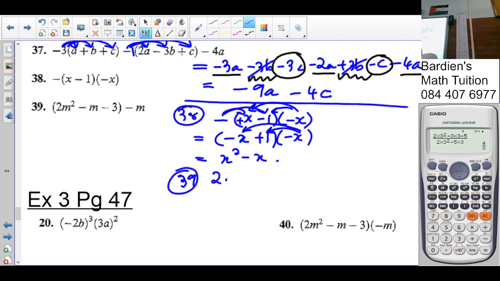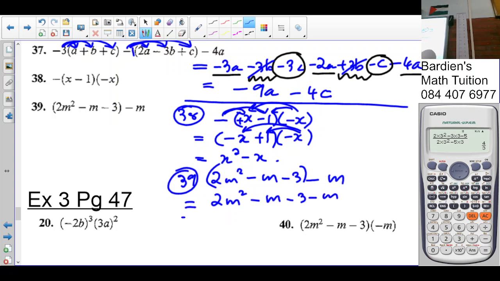So the next one you got 2m squared minus m minus 3 minus m. Is there anything binding this bracket here? No. So that is simply 2m squared minus m minus 3 minus m. There's your like terms. So it's 2m squared minus 2m minus 3. The last two quickly before we break.